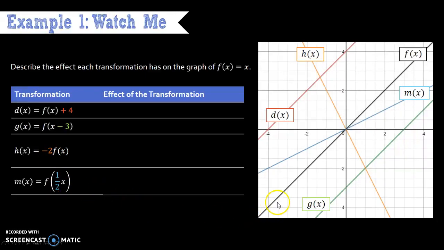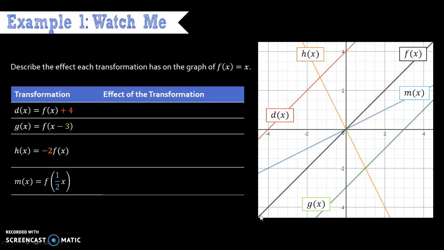My plain old boring function is this black line right here that you can see. This is f of x. This is just my equation. F of x equals x. That means that my x and my y values are the same in every single location. So like I've got the point 1, 1, 2, 2, 3, 3, and so on. That's the black line right here. It's just your plain old boring function.